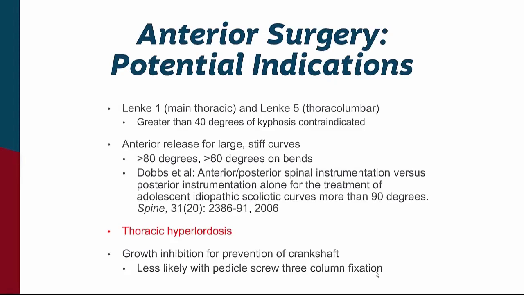Anterior surgery has decreased significantly since the advent of the pedicle screw. The main indications that still exist might be a Lenke 1 main thoracic curve or Lenke 5 thoracolumbar curve. These are occasionally still used. The primary benefit of an anterior surgery is it creates more kyphosis. So with a process such as adolescent idiopathic scoliosis, which is lordotic or hypokyphotic, you actually create more kyphosis with this. Some people still use anterior releases for large curves. And then for cases such as we discussed with thoracic hyperlordosis, this might be a primary indication.